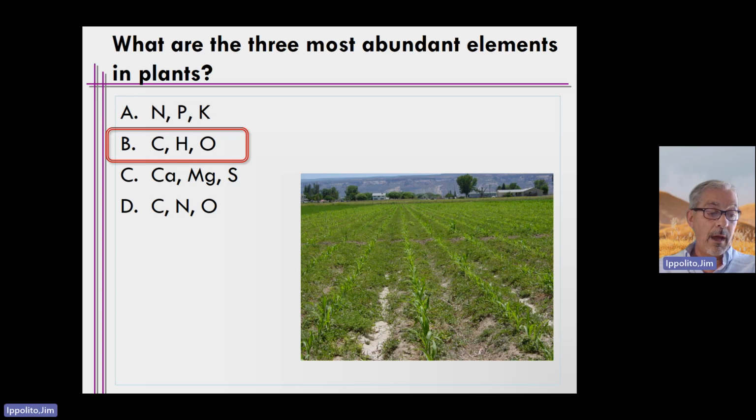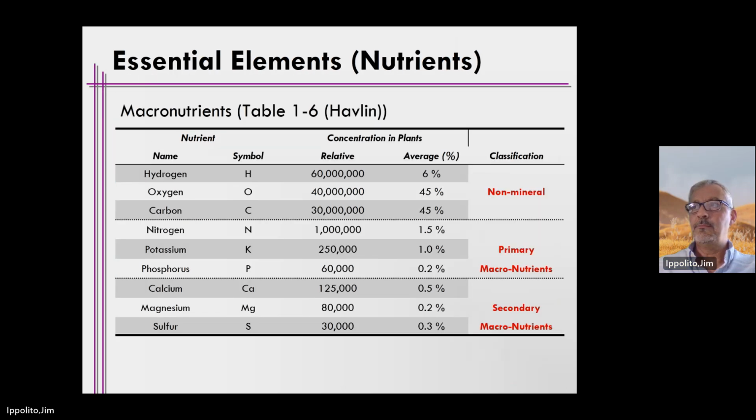And within the soil fertility realm, this is interesting because of what I'm going to share with you on the next slide and what's in your notes. So I broke the table that you have down in your notes into 2 sections. And this first section shows you the macronutrients, right? So the first 3 that are prevalent or dominate plants are hydrogen, oxygen, and carbon.